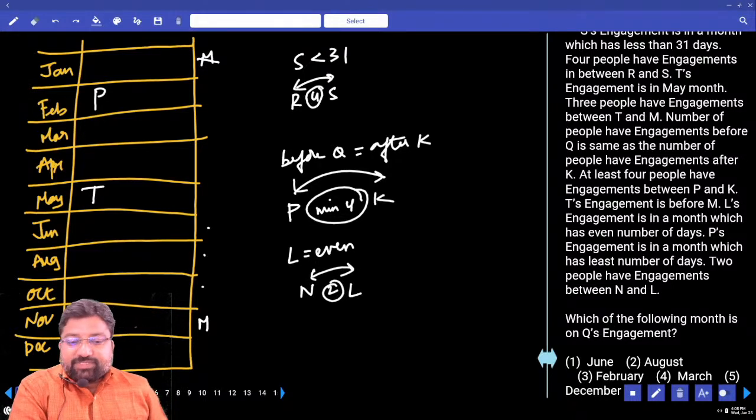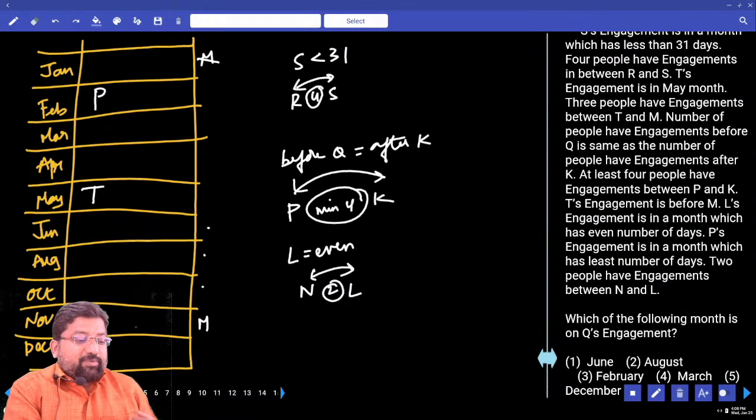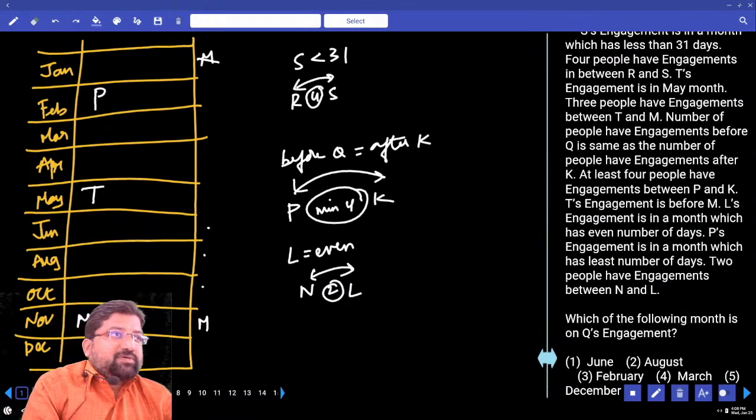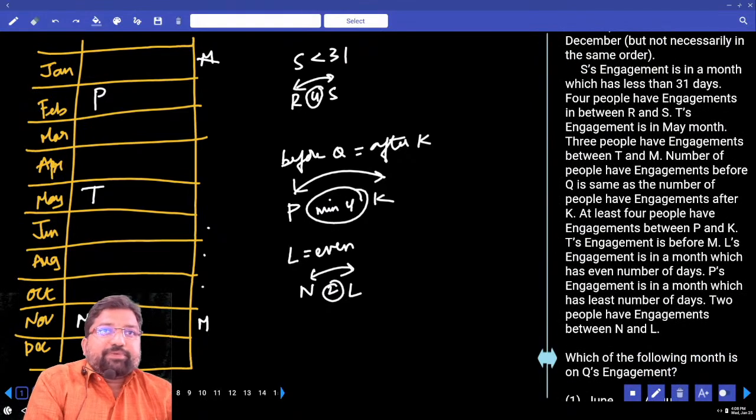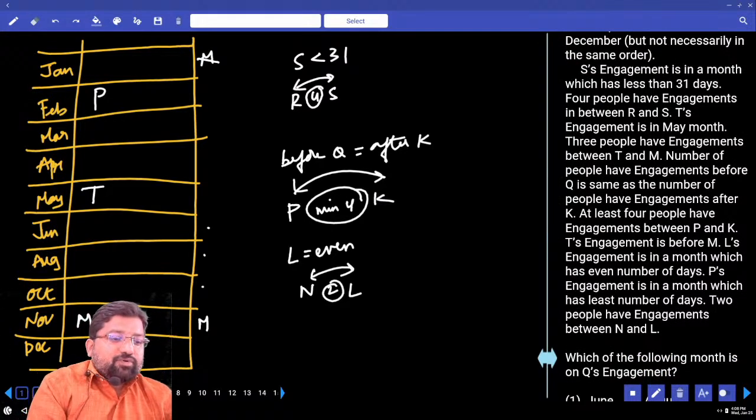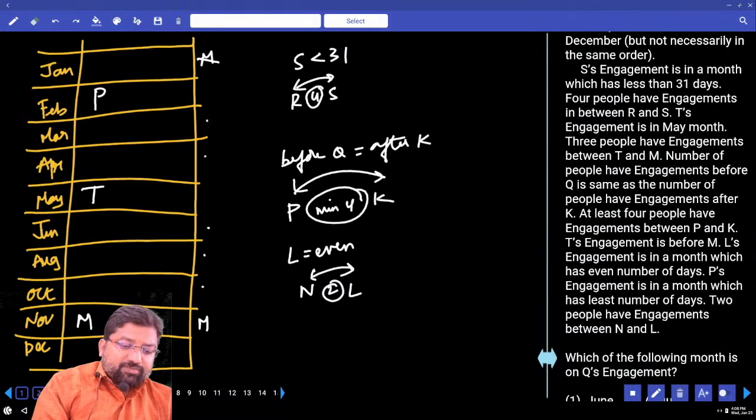What am I supposed to do with this now? I need to fix R and S. I need to fix K and Q. I have multiple possibilities here now, right? So what do we do now? First, minimum 4 people between P and K. How many people? 4. First trial 4. 1, 2, 3, 4. Assume this is K.